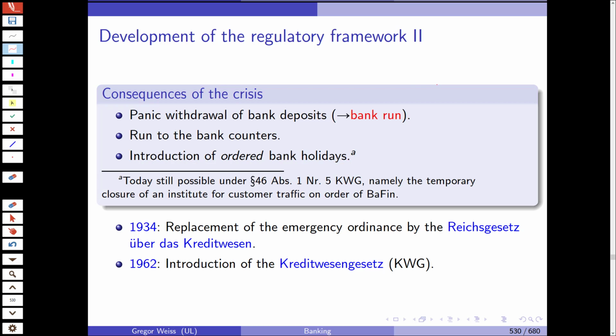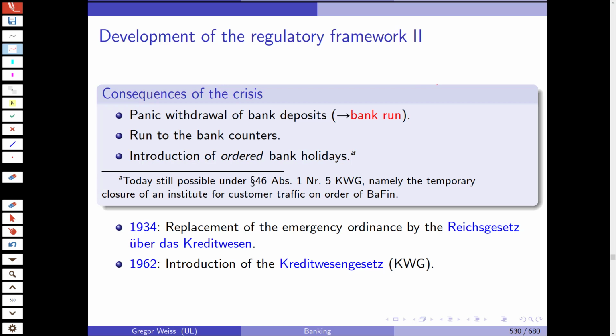nowadays it's done by BaFin, the Bundesanstalt für Finanzdienstleistungsaufsicht, the German Federal Financial Supervisory Authority. They can issue an order under paragraph 46 of the German Banking Act to temporarily close down an institution, a bank, for customer traffic. Meaning what? They can simply say, this bank is closed until next week. That's an ordered bank holiday, Bankfeiertag. And this is actually a euphemism for BaFin closing down a bank to prevent a bank run.